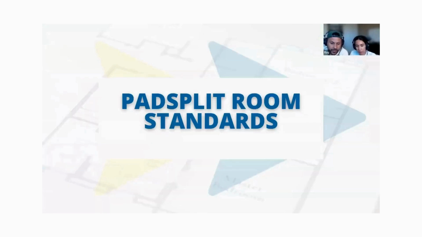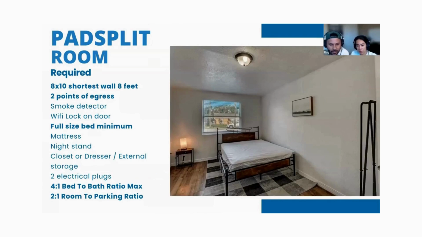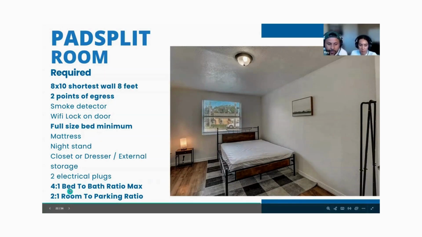So, some PadSplit standards. We want to be well-rounded in educating you on PadSplit. This is an example of a room that can get you live on the platform. These are some of the requirements along the left-hand side that you need per room that you really want to focus on. You need 2 points of egress per room, 8 feet being the shortest wall, and 80 square feet. With a smoke detector, a full-size bed at minimum, and a 4-to-1 bedroom to bath ratio.